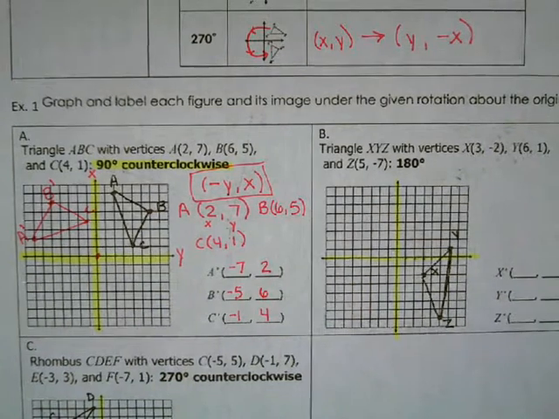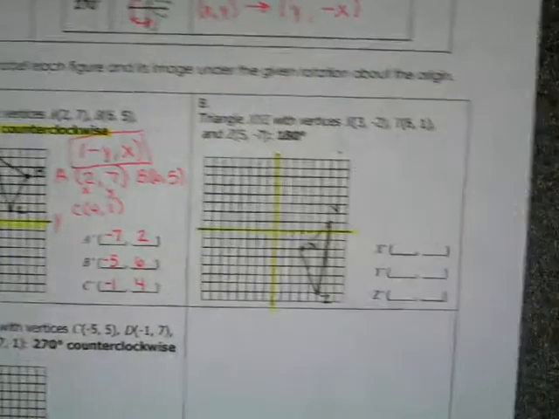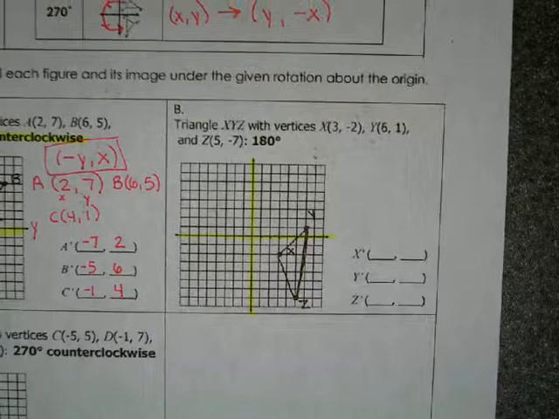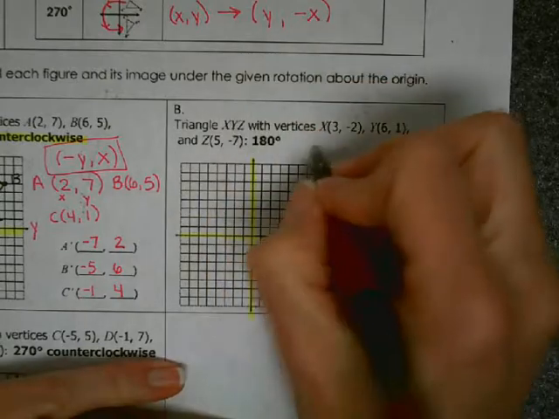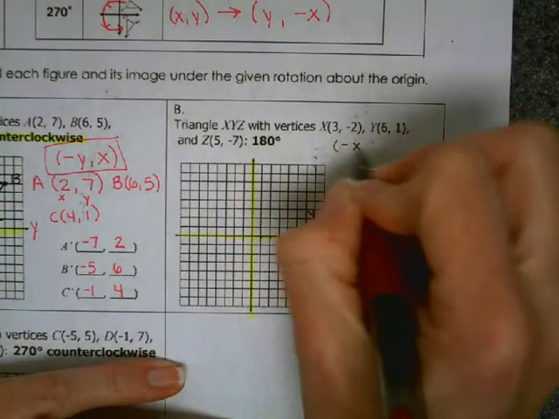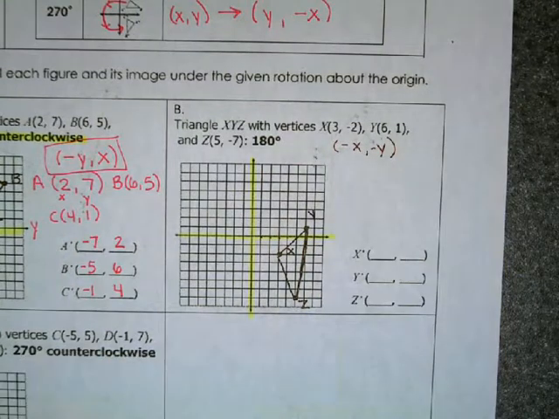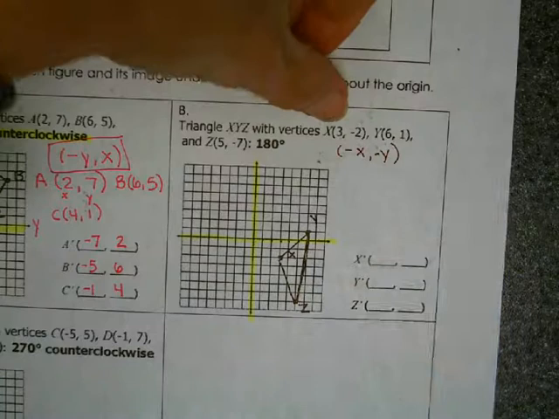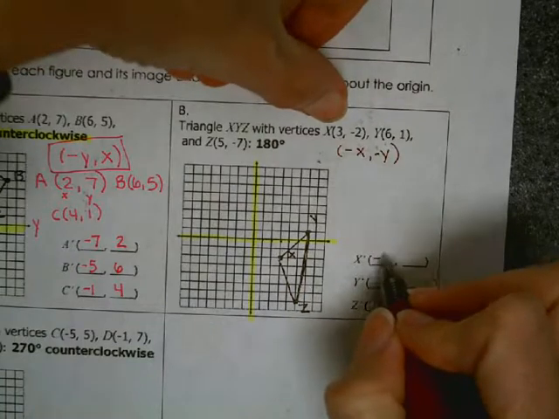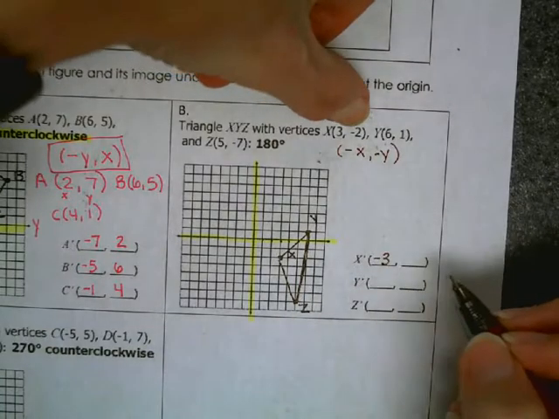Let's try the next one. Next one says 180 degrees. It doesn't say counterclockwise or clockwise because either way you go, it's the same. So 180 degrees, the formula for this one is the opposite of x, comma, opposite of y. Opposite of x, opposite of y. So if our x value is 3, the new x value should be negative 3. Opposite of negative 2 would be positive 2.